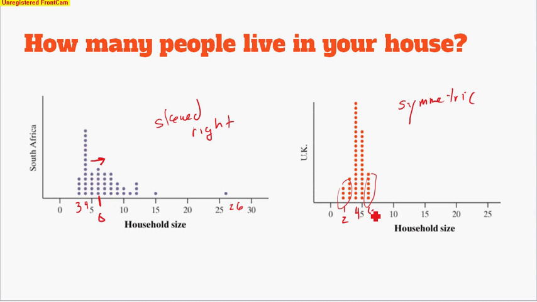Lastly, outliers. In terms of the United Kingdom, I don't really see a ton of outliers. In fact, I don't really see any. It looks like all the data is definitely clumped from 2 to 6. Whereas in South Africa, I definitely see some extremes here. I see this 26.